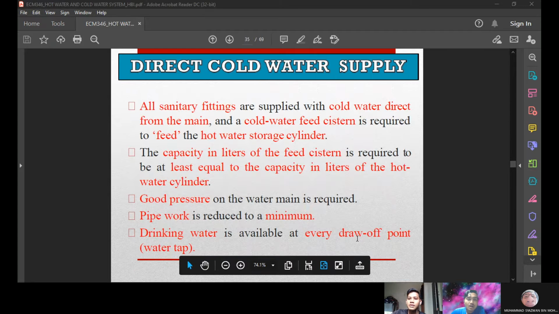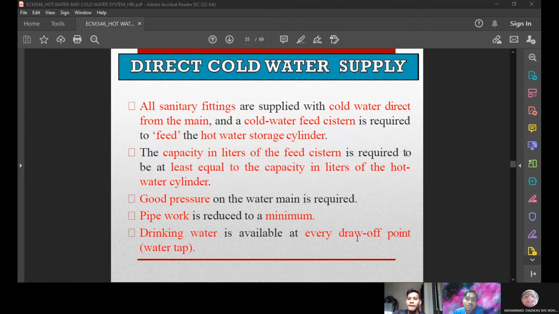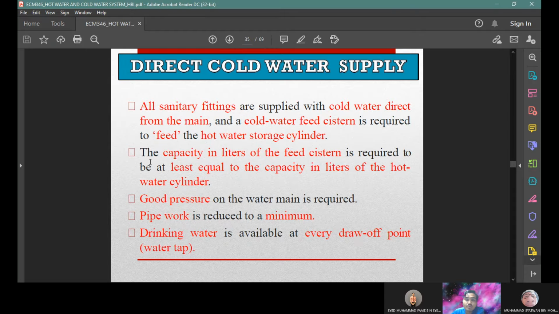Okay, the direct system, in which the capacity in liters of the feed system is required to be at least equal to the capacity in liters of the hot water cylinder. All of the taps dispense drinkable water, and they will be connected to the main supply. Good pressure on the water main is required for the piped water system. Direct cold water pipe work is reduced to a minimum.